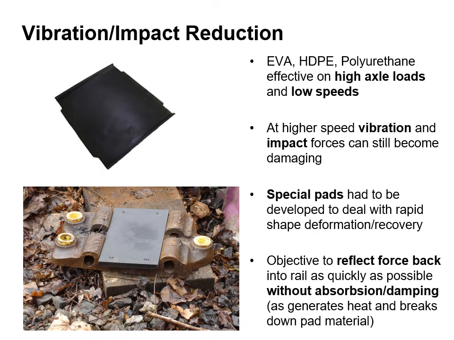EVA, HDPE and polyurethane pads are effective on high axle loads at low speeds. At higher speeds, vibration and impact forces can still become damaging. Special pads have been developed to deal with rapid shape deformation and recovery. The objective is to reflect force back into the rail as quickly as possible, without absorption or damping. The image on the left shows a Pan 2 plate recovered from a timber sleeper at Bo'ness.